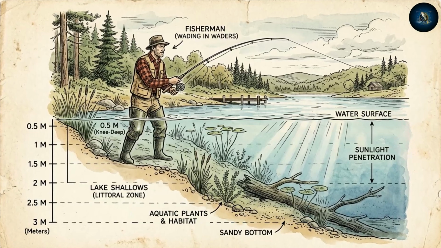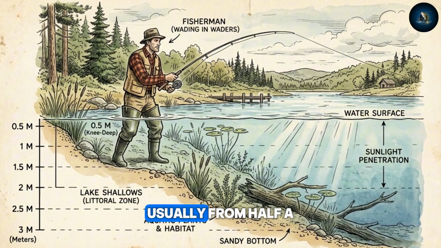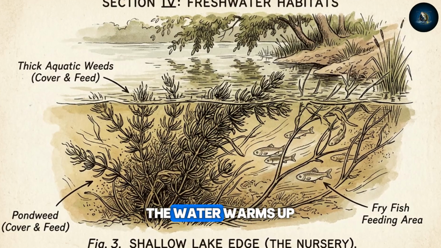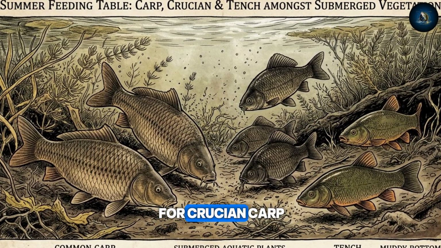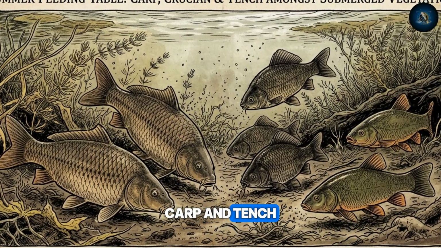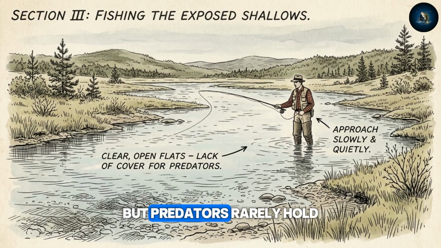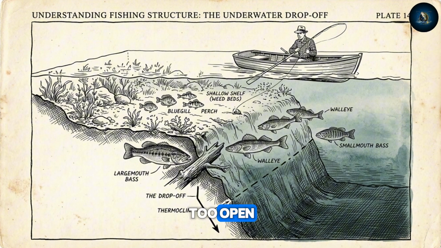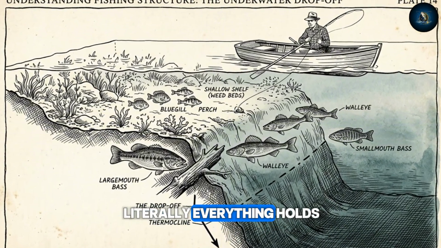What are the shallows? It's the coastal zone with relatively shallow depth, usually from half a meter to 2 to 3 meters. Here, weeds grow, the water warms up, and fry feed. In the summer, this is a feeding table for crucian carp and tench. They literally graze in the shallows in search of food. But predators rarely hold in the shallows. It's too shallow and too open. However, on the edge of the shallows, on the drop-off, literally everything holds.